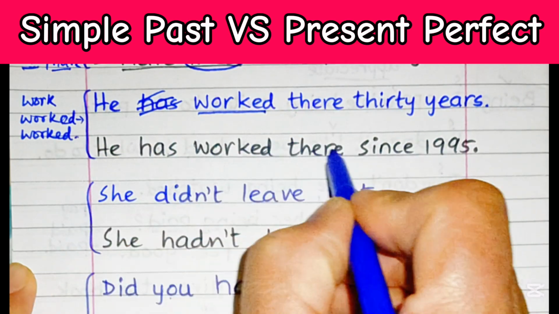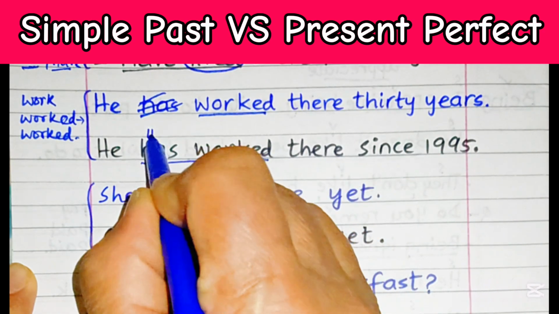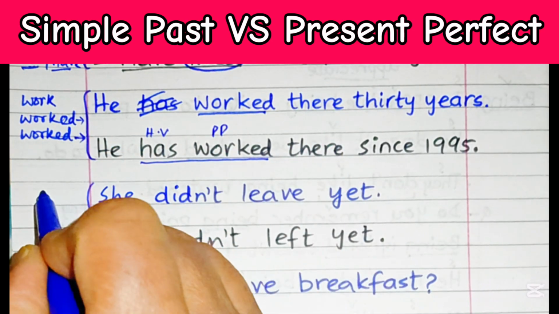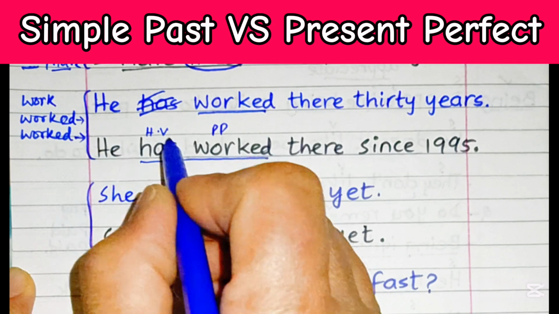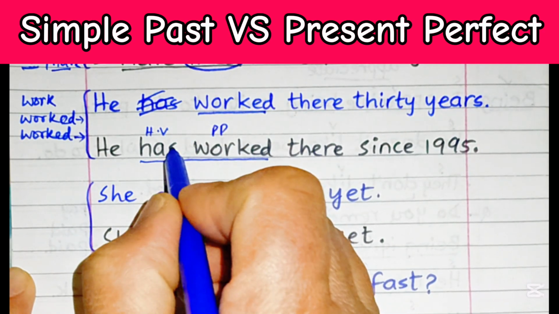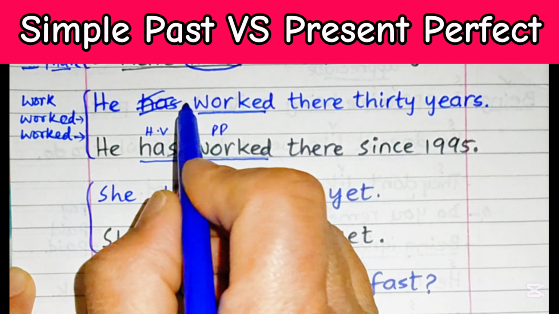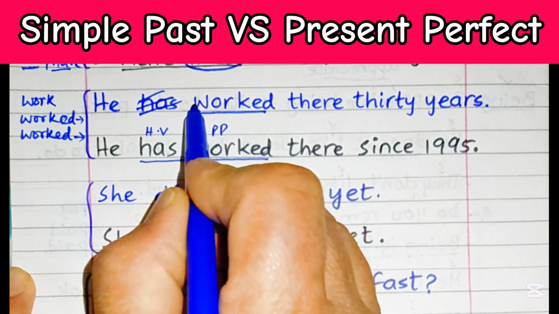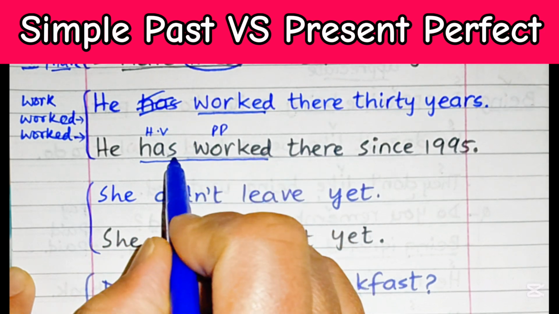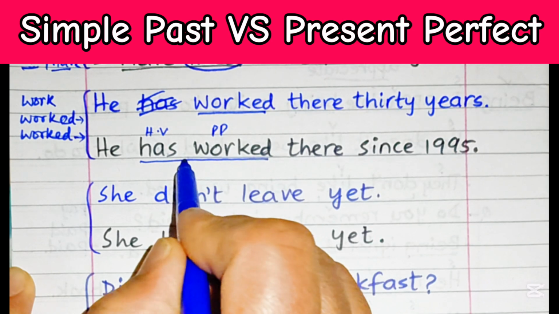And then, he has worked there since 1995. Over here, this is the verb phrase, where this is the helping verb has, and then this is the past participle of the verb work. What's the difference between these two sentences? In this sentence, he is no longer at the company. His work is finished. Whereas in this sentence, the present perfect tense, he is still at the company. He is still at his job.